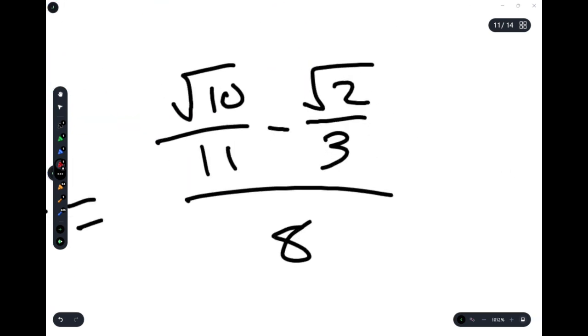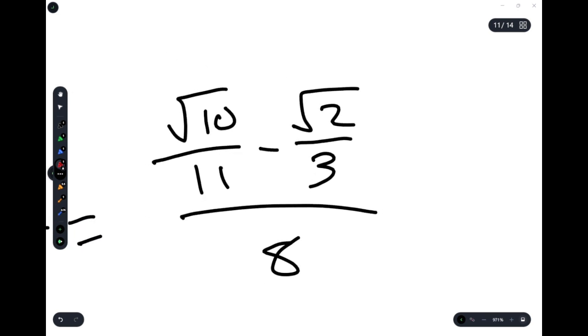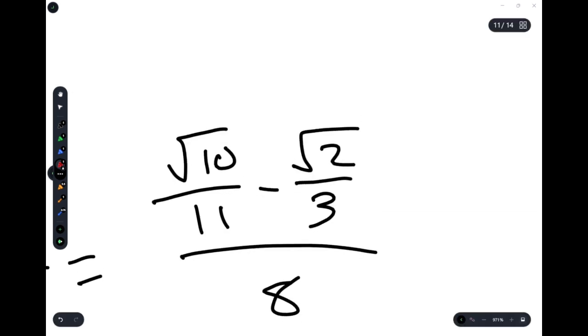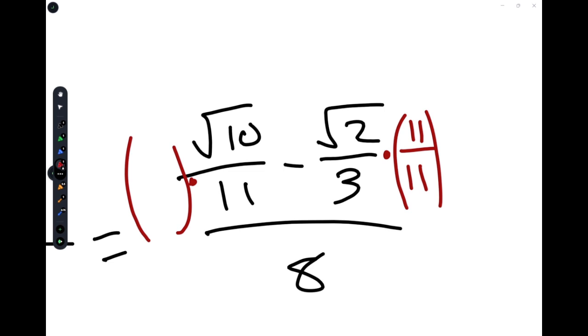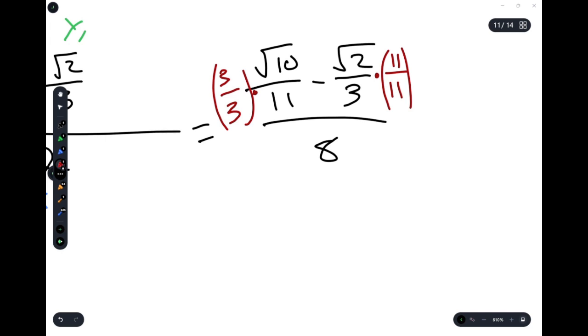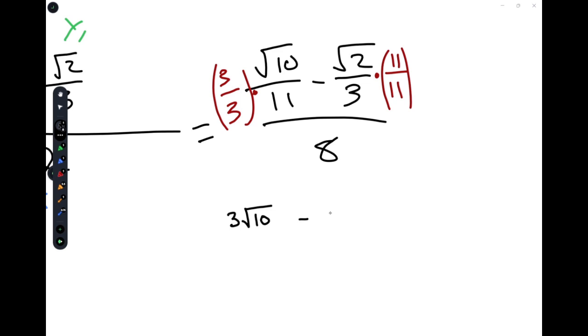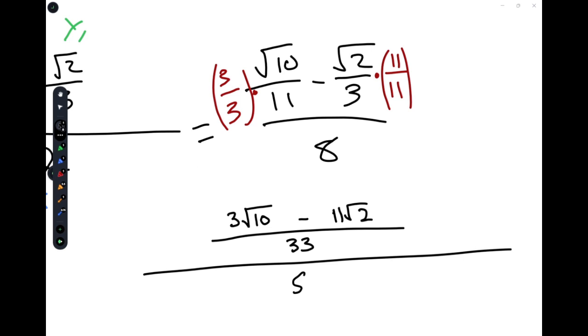You can't simplify that? Got to get a common denominator. Can't do nothing without a common denominator. So I'm going to multiply by 11 over 11 and 3 over 3. And we're going to get something like 3 root 10 minus 2 times, I'm going to do 11, 11 root 2 over 33, bigger over 8.